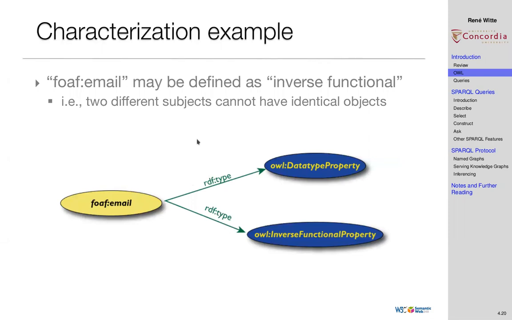For example, you can say that in FOAF, there is an email, and you can define it as inverse functional, meaning that two different people cannot have the same email address. So the email address is a functional property for the person. So the FOAF email, you would define it as a data type property, which has the inverse functional property.